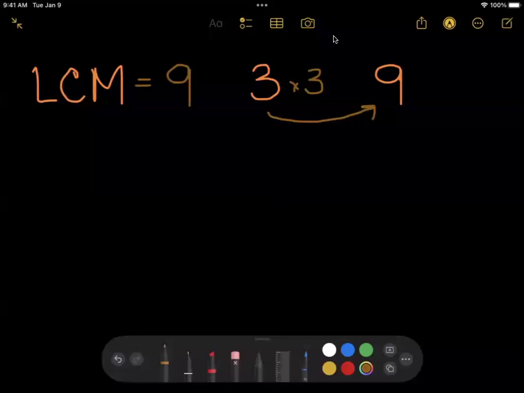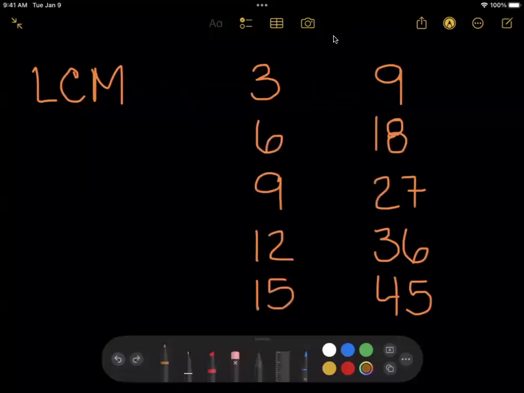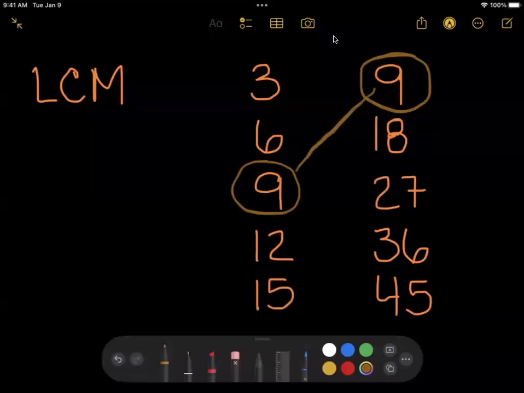But let's go back to those multiples that I had listed so you can see how that works. So I listed the multiples of 3 and the multiples of 9. And remember, I'm looking for the smallest one they have in common. So only 3 has 3, only 3 has 6, but 3 has 9, and so does 9. So that means the smallest one they have in common is 9. So that's another way you can do it if you're more comfortable with that.